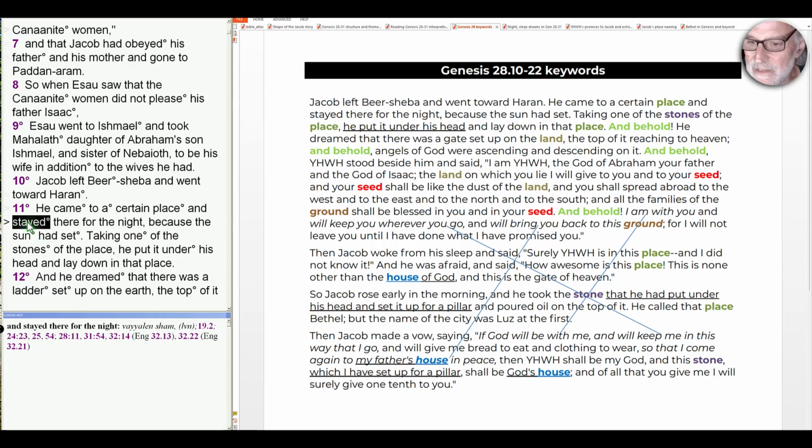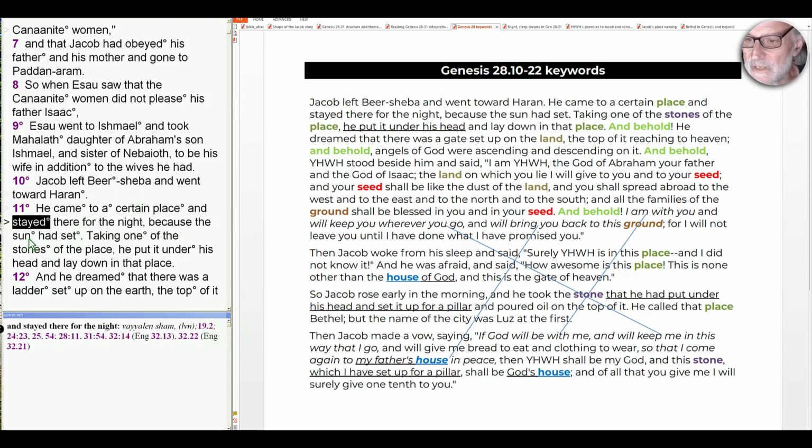So he stayed there for the night, using a word we've seen a number of times, but especially ominously around 19:2, when the visitors to Sodom offer to spend the night in the square, and he begs them and cajoles them to go into his house, which doesn't work that well either. But that's an urban setting, and this is plainly not an urban setting. Although, interestingly, it is an urban setting, even though it's not described that way.